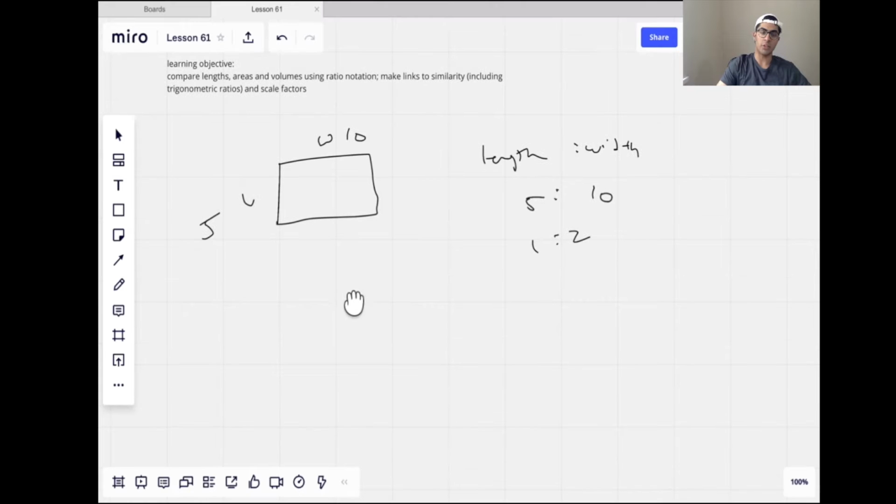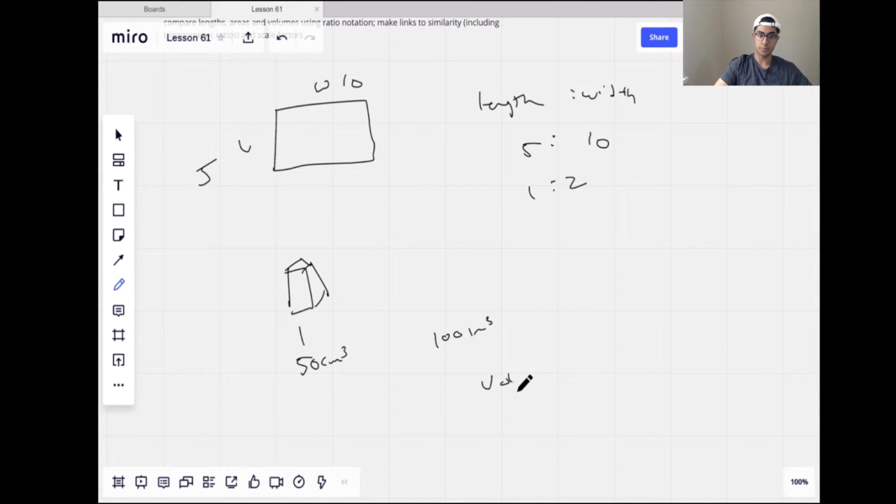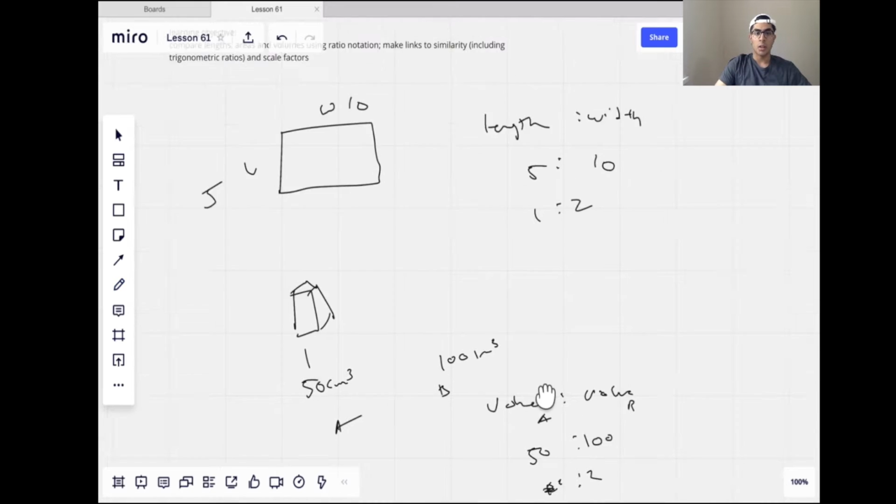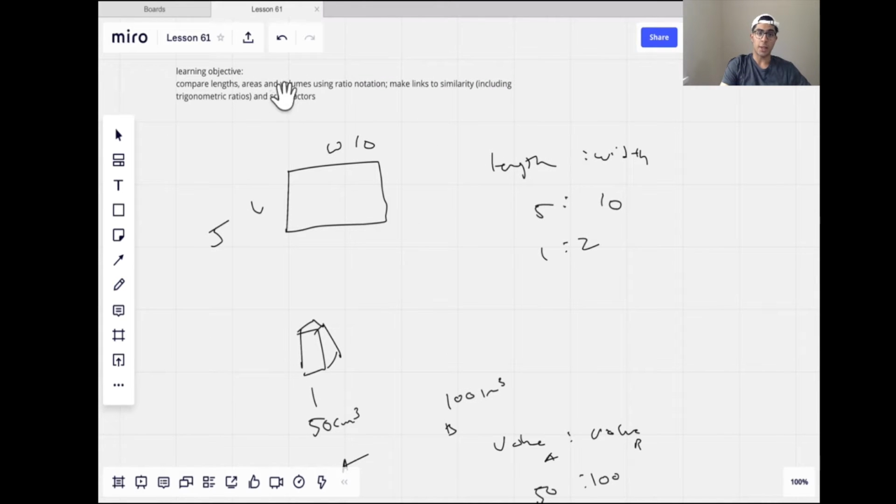Or perhaps if you have, say, the volume of one very poorly drawn box is 50 centimeters cubed, and the volume of another one is 100 centimeters cubed. Again, you could do the volume of A to the volume of B. So let's call this A, let's call this B. It would be 50 to 100, and you can again simplify this to 1 to 2. So that's what it means to compare lengths, areas, and volumes using ratio notation.